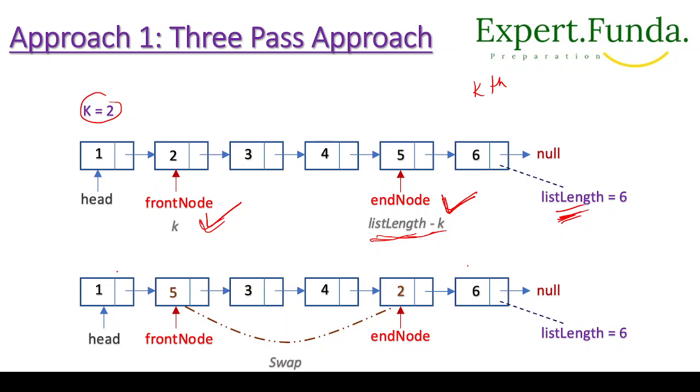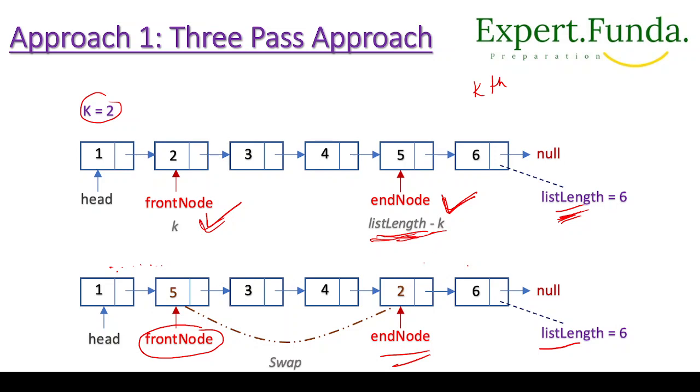In pass 2, we traverse until we reach the kth node from the head, and we set the front node. Once we reach it, this is your front node. Then we traverse until list length minus k is reached, and that will be the end node, as you can see here.